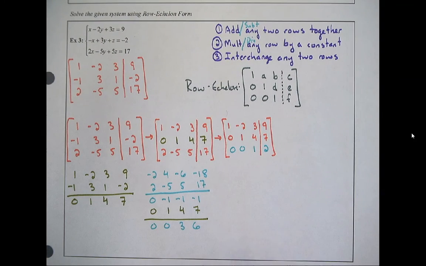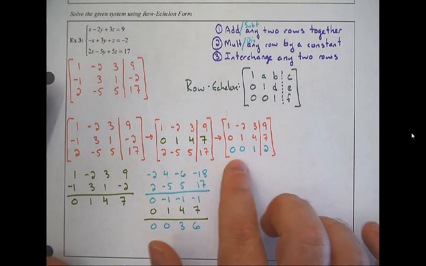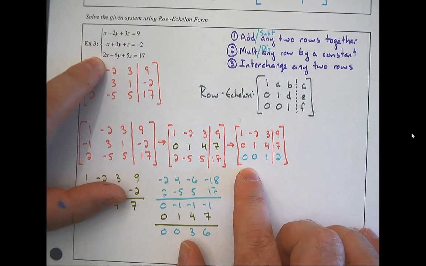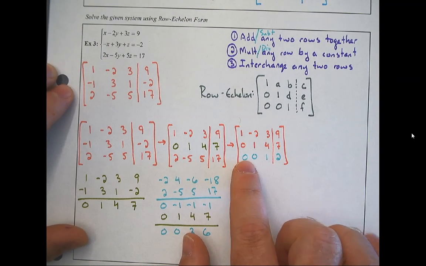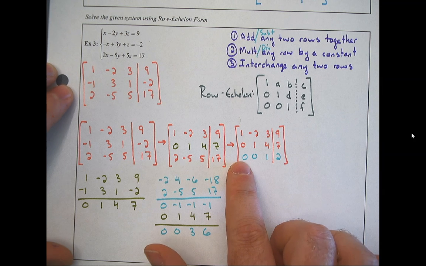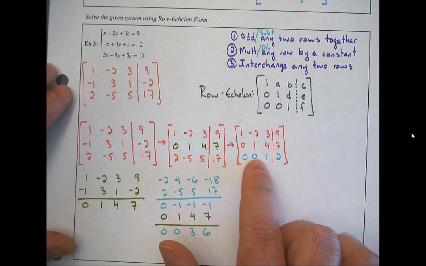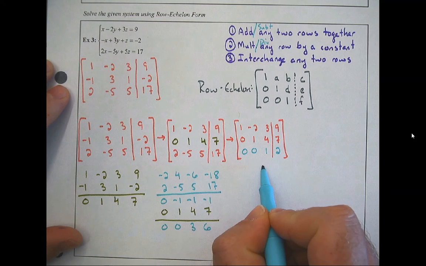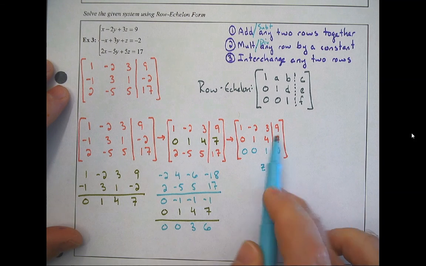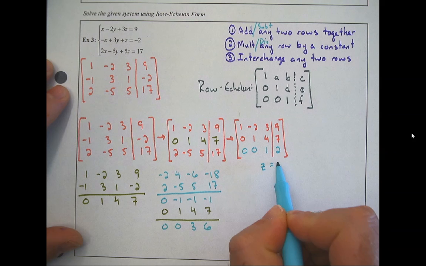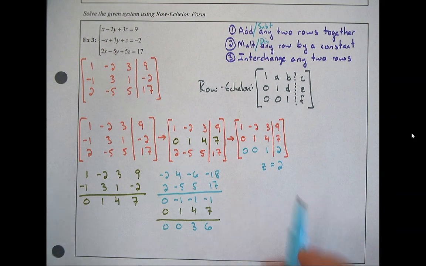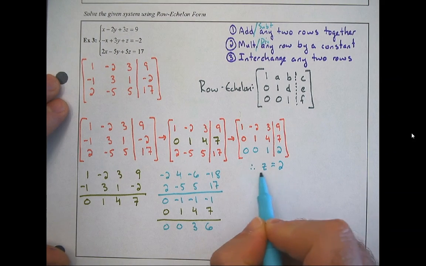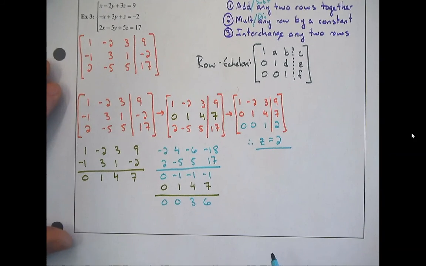Why does that help us? Why does that matter? Because remember, these initially were the coefficients of x, y, and z. So this row right here says that you have 0 x's, you have 0 y's, and you have 1 z. And remember that that bar represented an equal sign, and that equaled 2. So what have we just figured out? We've just figured out that z has to be 2.